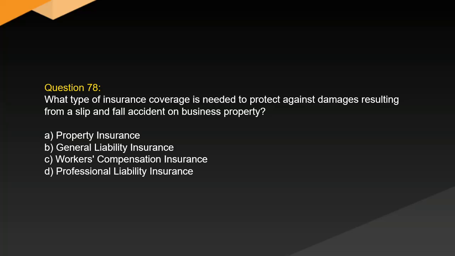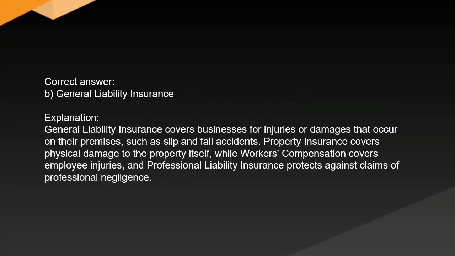Question 78. What type of insurance coverage is needed to protect against damages resulting from a slip and fall accident on business property? A. Property insurance. B. General liability insurance. C. Workers' compensation insurance. D. Professional liability insurance. Correct answer. B. General liability insurance.